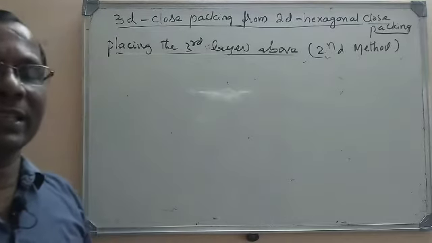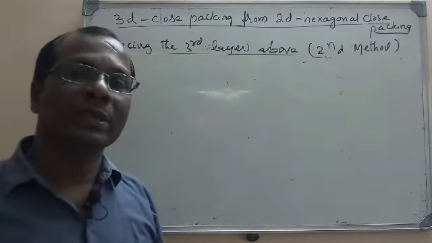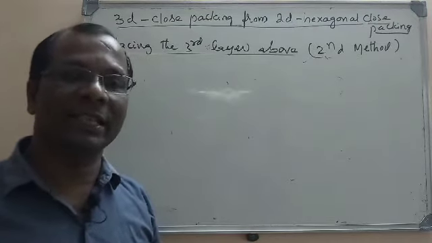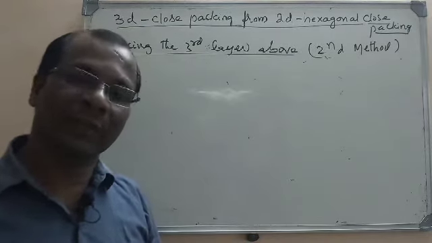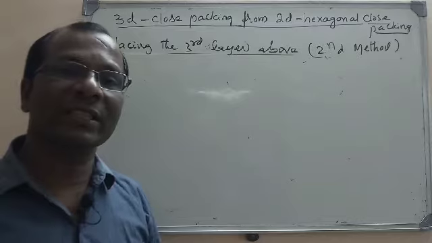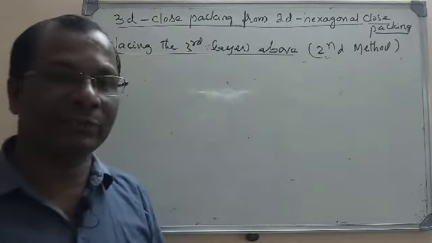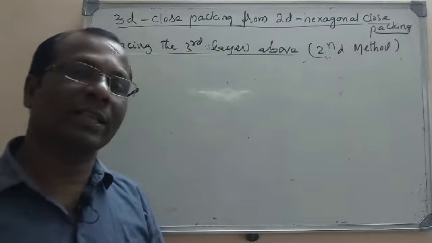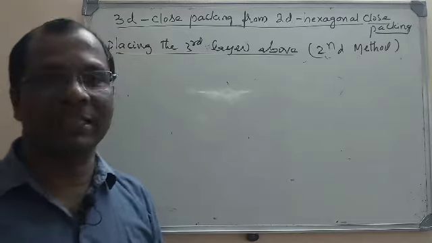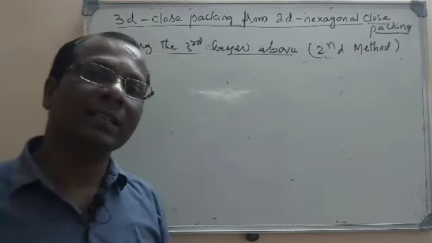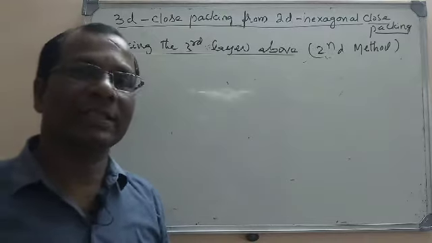So once again I am saying that in the last class we had learned that there are two ways to place the third layer above the second layer. The first way is we can place the third layer such that the tetrahedral voids of the second layer will be covered by the third layer. This is one method, which has already been studied. Now, what is the other way of placing the third layer? We can place the third layer in a different way. Let us see what that is.